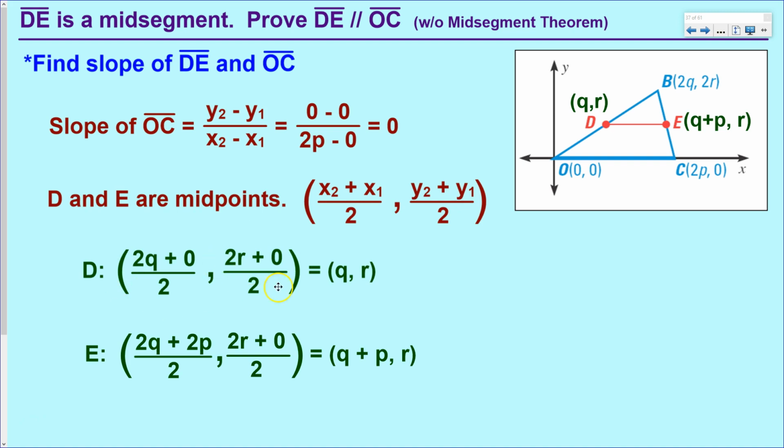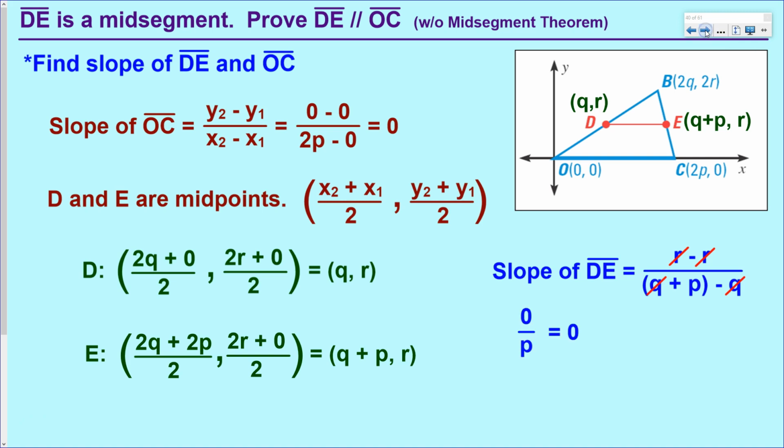And now that we have the coordinates for D and E, we can pop that into the slope formula. Looks a little bit something like that, and you'll notice that a lot of stuff cancels out. You have r's that cancel and q's that cancel, so you get 0 over p, and that's the same as 0, so we have the same slope, and thus they're parallel.